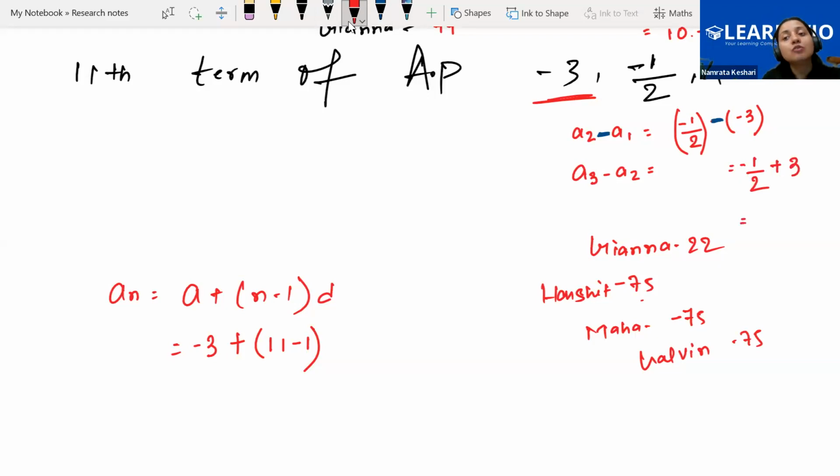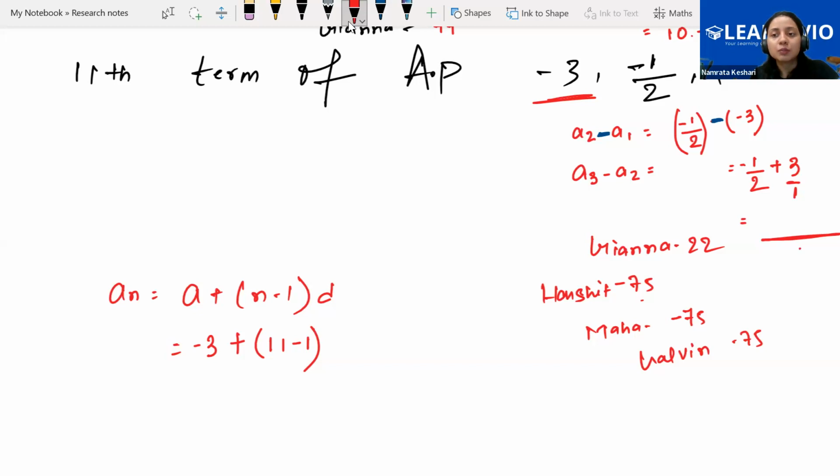Now we need to simplify where the fractional term is there. If you have understood the concept of fractions very well, only then will you be able to do it. At first we take out the LCM of the denominators, then we do the addition or subtraction. First we need to make the denominator same, then only are we allowed to add or subtract the numerators. So what will be the LCM of 2 and 1? Yes.